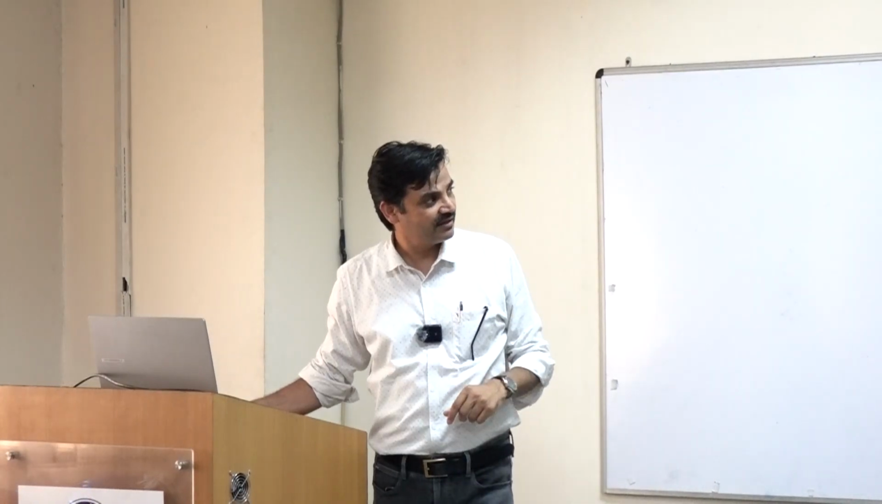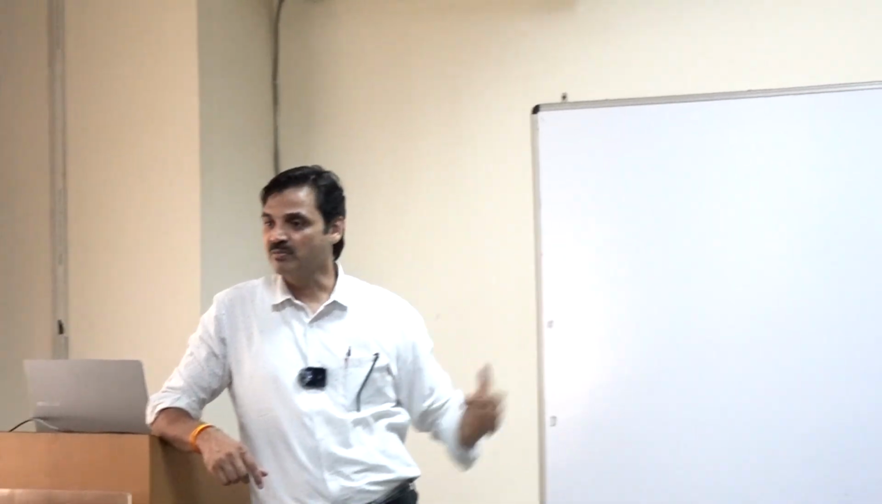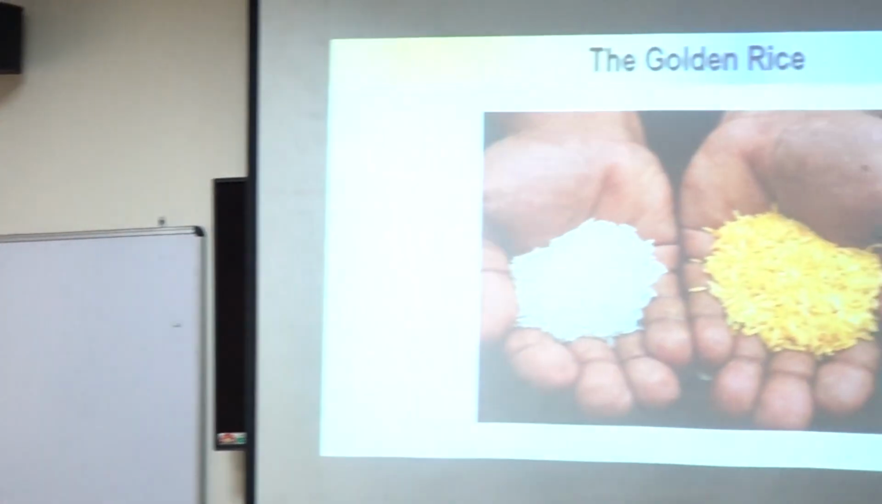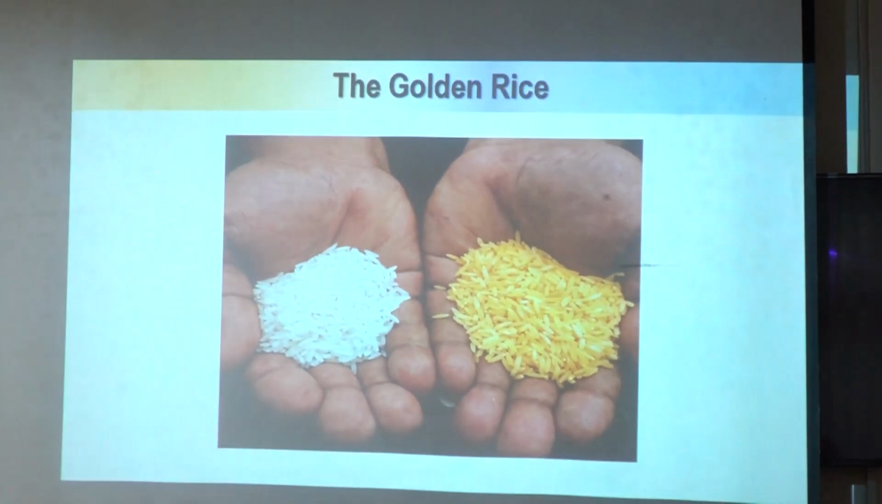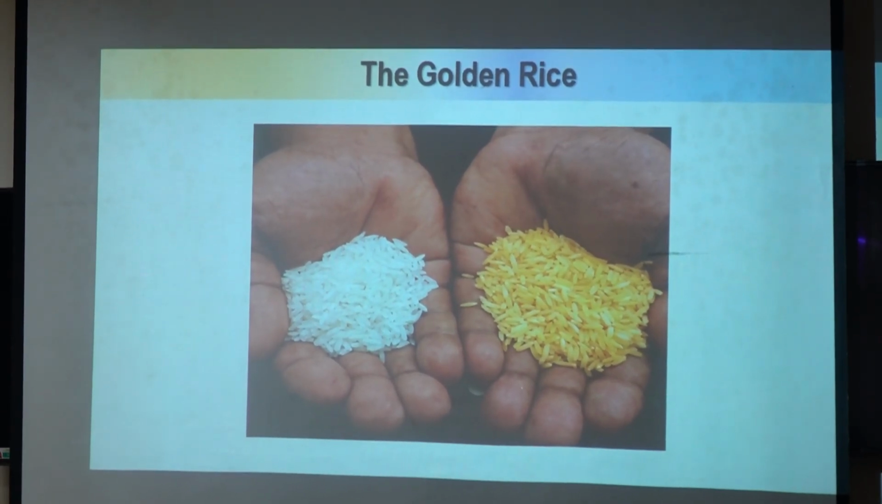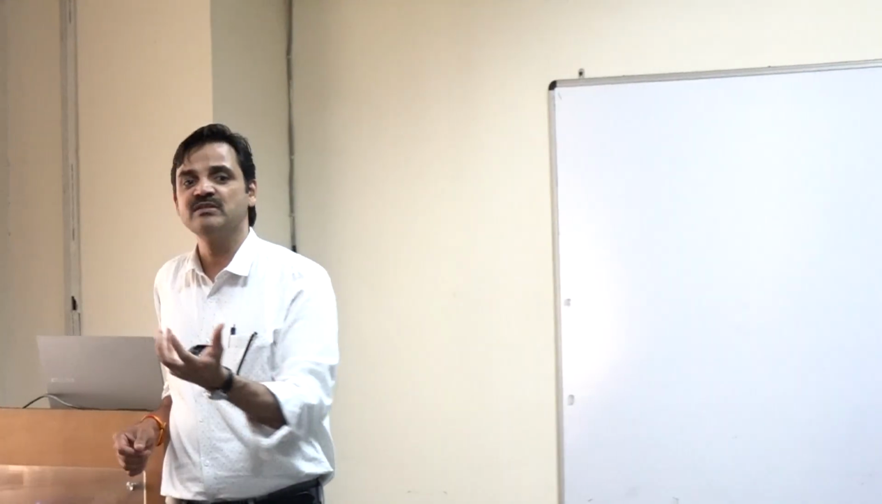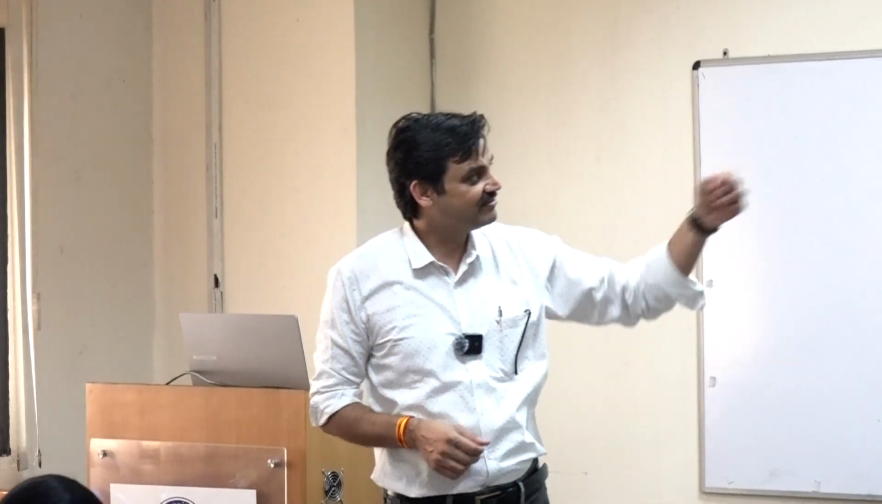And in that process, there are genes, and this was developed. So the first one is normal rice, and the second one is rice having extra beta carotene, and beta carotene is golden in color. So the rice became colored. That's why it is called golden rice. Golden means the color is golden, and that is rich in beta carotene. And this rice was developed as a source of vitamin.